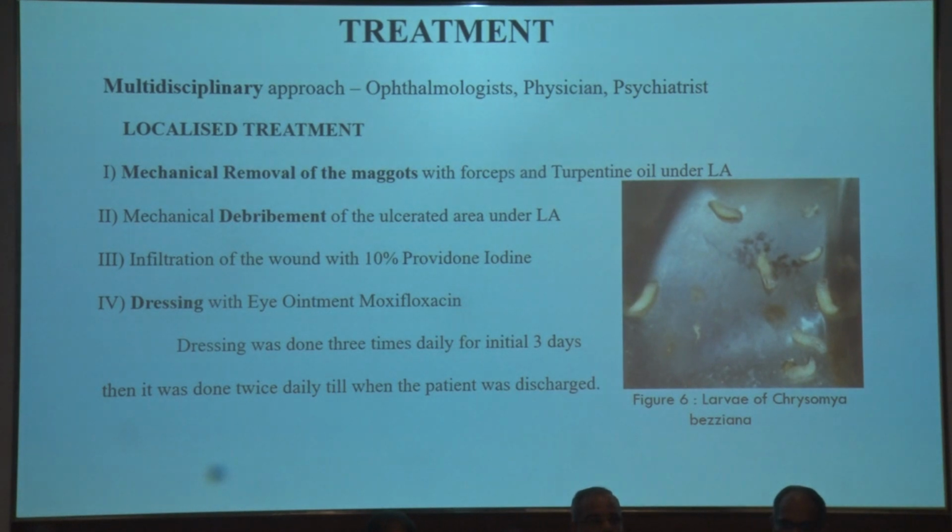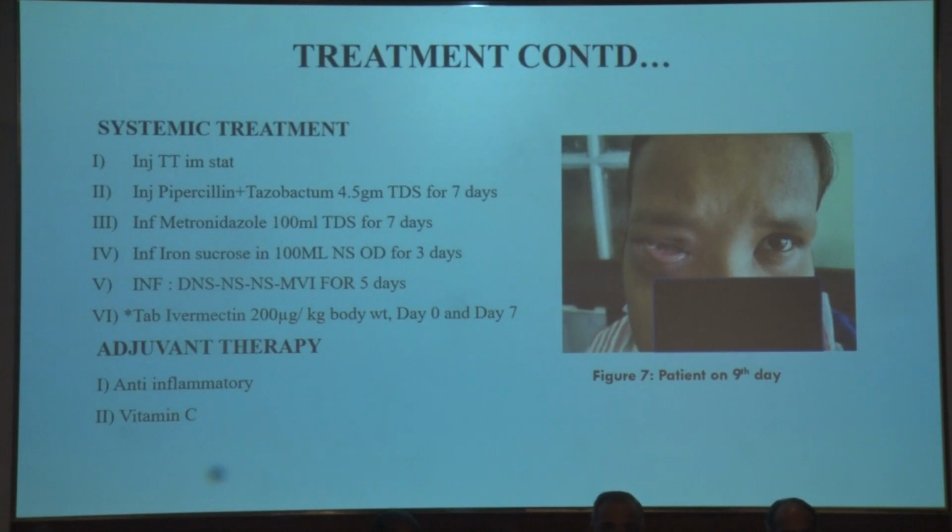A multidisciplinary approach was made consisting of the ophthalmologist, physician and the psychiatrist. Mechanical removal of the maggots with forceps and turpentine oil was done under local anesthesia. Mechanical debridement of the ulcerated area was done under local anesthesia. Infiltration of the wound with 10% povidone iodine was done. Dressing was done with moxifloxacin ointment, initially 3 times daily for 3 days, and then twice daily until the patient was discharged.